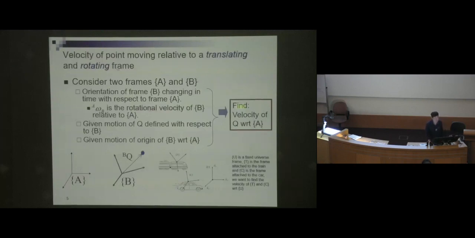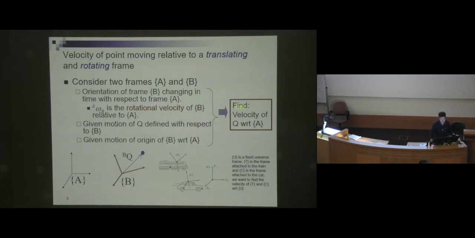So if the velocity of a point is moving relative to a translating as well as a rotating frame. Say I have two frames, A and B. This is the fixed frame A, and this is the rotating frame B, and there's a point Q defined with respect to frame B. The orientation of frame B is changing in time with respect to frame A. So A omega B is the rotation velocity of B relative to A.